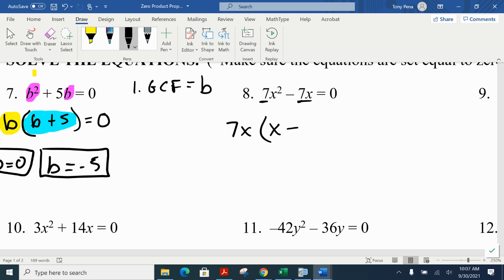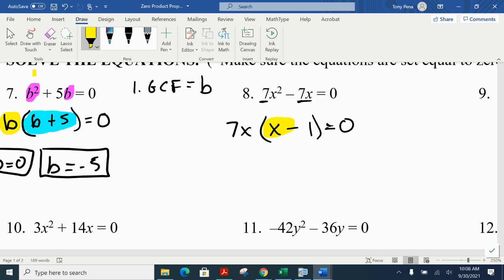Okay, there's nothing really there, right? Like we pulled everything out, but what do we have to put there to make sure that if we distribute, we still get this original term? A 1. So you still have to put a 1 right there. So that if I redistribute, 7x times x would be 7x squared, and the 7x times the 1 would give us that 7x, okay?